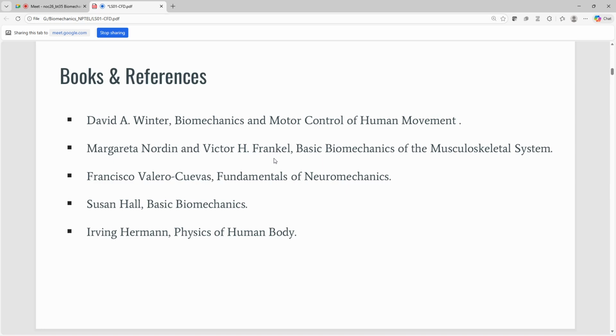If anybody wants to start, I would suggest starting with Basic Biomechanics by Susan Hall. This starts from basics, and it is an introductory or beginner-friendly text, and most of the things discussed in the course will only be there in the exam. Most of the other texts are for your additional or deeper knowledge.